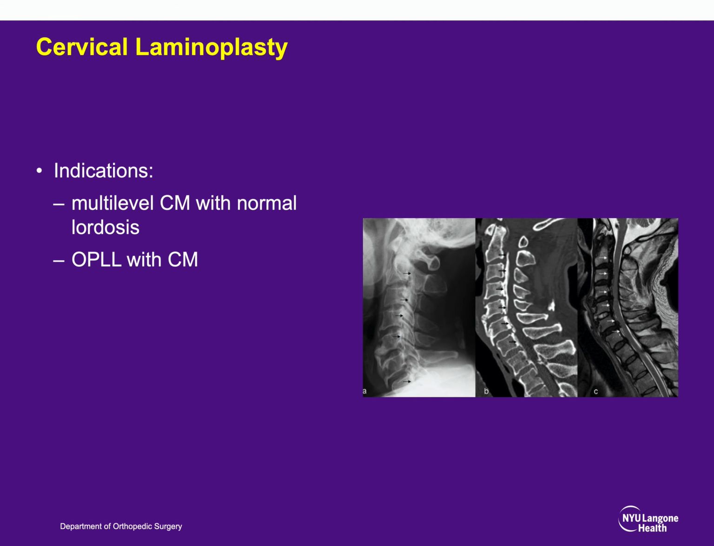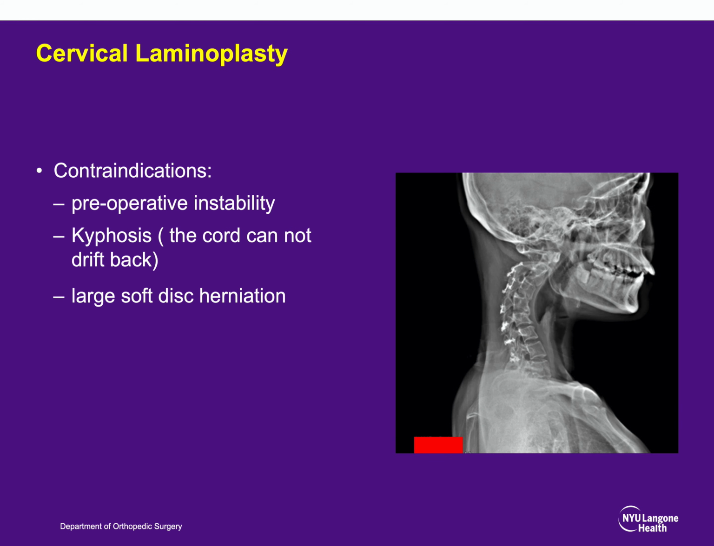Laminoplasty is often utilized in patients with OPLL or even diffuse multilevel cervical spondylotic myelopathy. Again, prerequisite for cervical laminoplasty is a cervical lordosis. Contraindications include preoperative instability, kyphosis of cervical spine, or if someone has a large soft disc herniation anteriorly, as the motion is preserved in laminoplasty, so there exists potential for the further herniation of that disc herniation, resulting in recompression of the cord.